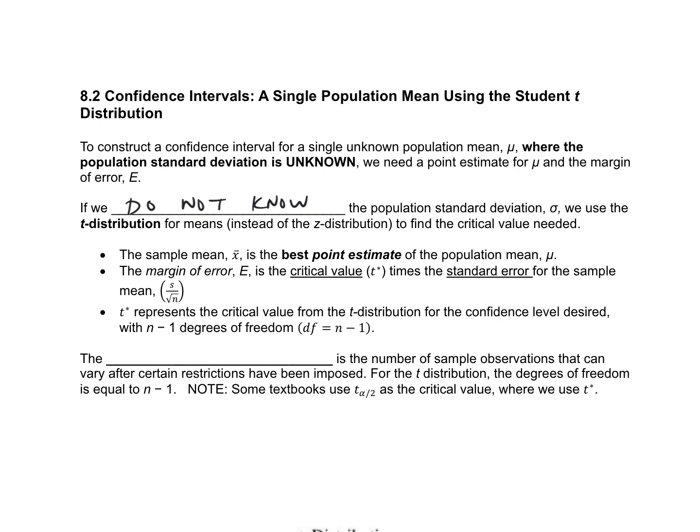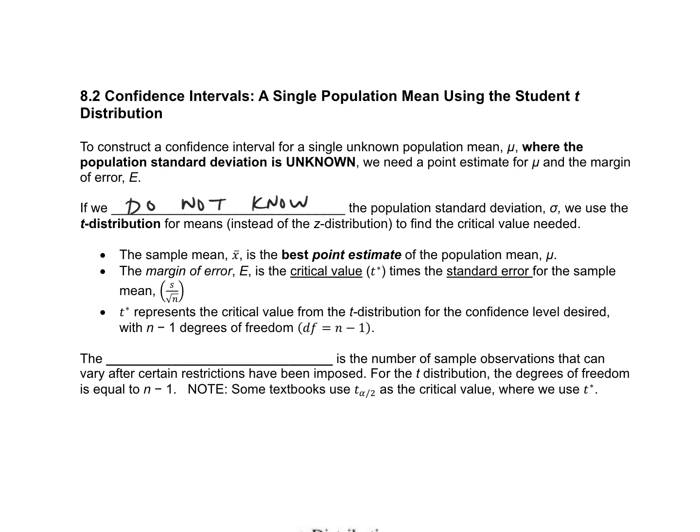The reason why is because we have to do just a little bit of one more extra step, and then we use the table. However, the table is a lot easier to use than the other one is. So T star represents the critical value from the T distribution for the confidence level desired, using what we call the degrees of freedom. Degrees of freedom is n minus 1.